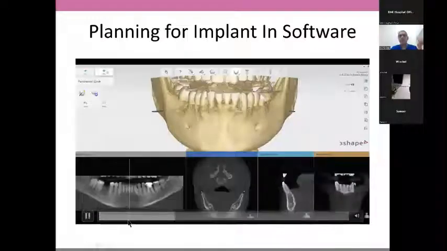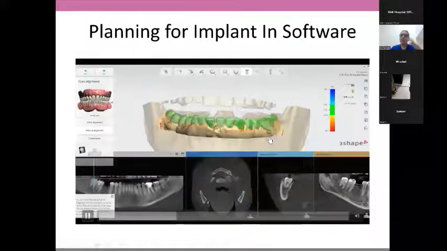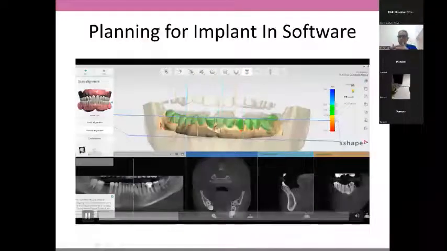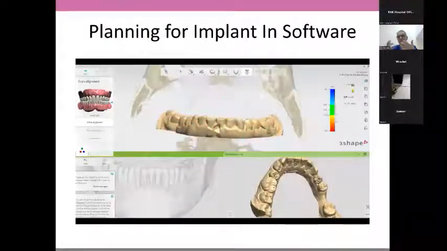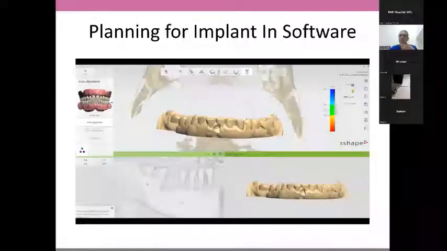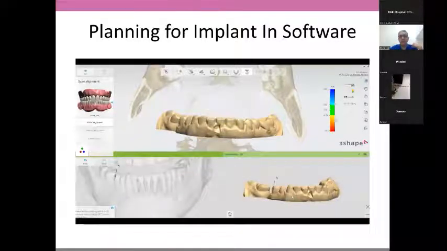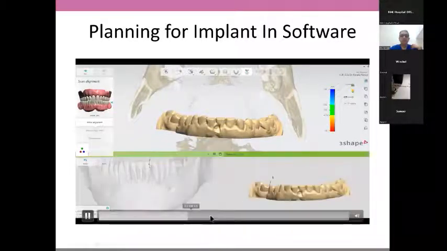Then we join these two data together. So this is merging or overlapping or superimposition of these two data sets. Once we have this superimposition, we can interchange the data between one another. So I can plan a guide on the model and that will fit on the bone, right? So this is how we superimpose or merge the two data sets.